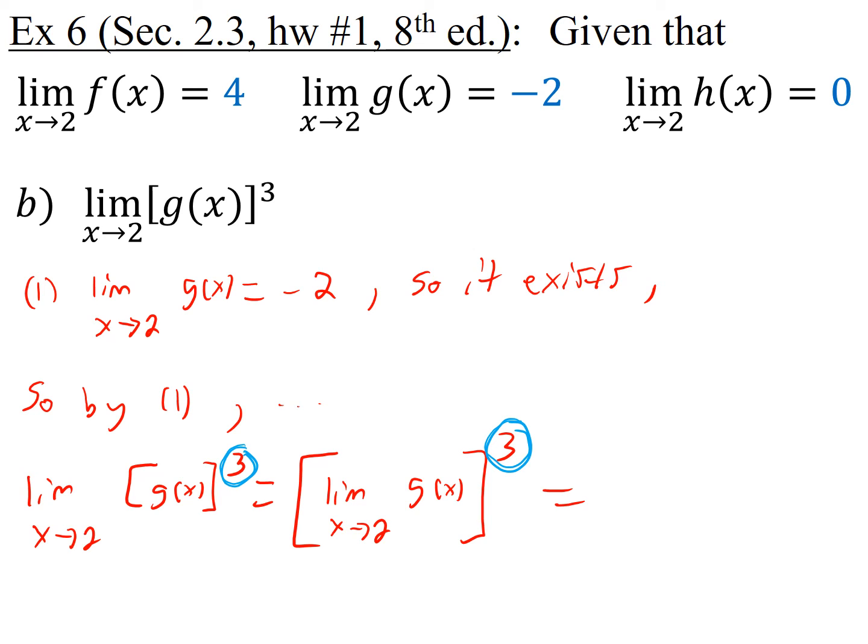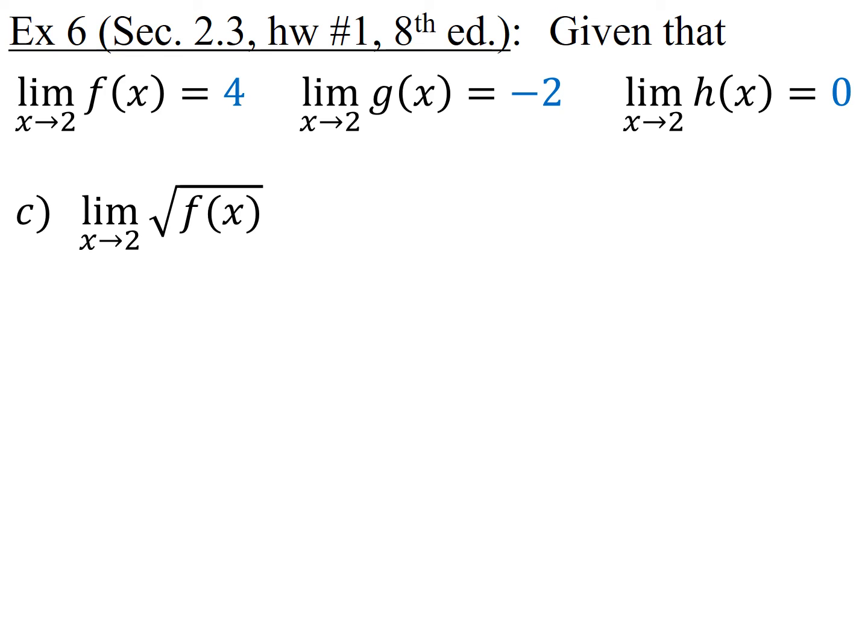Okay, so that's pretty much it. The limit of the bracket is negative 2, so this is negative 2 cubed, which is negative 8. So that's just an example of using that limit law where you put the limit inside the brackets. All right, now we're going to look at a similar one where you put the limit inside of a root. That's part C.